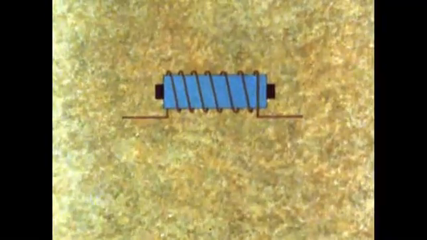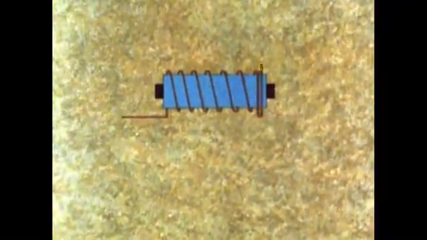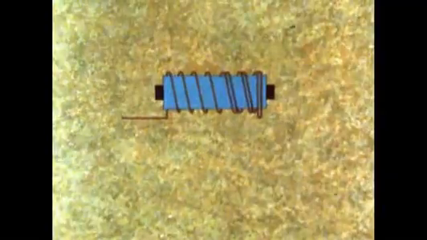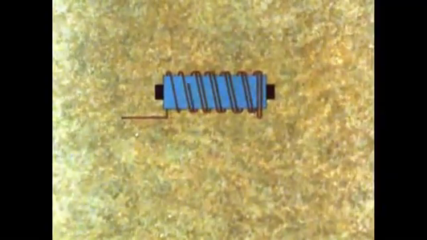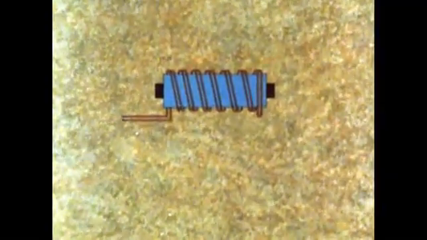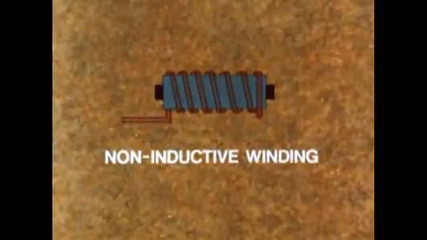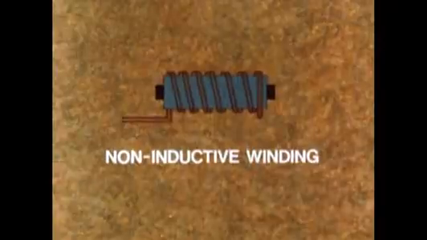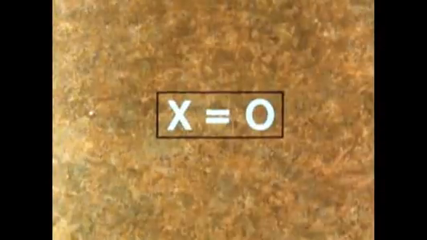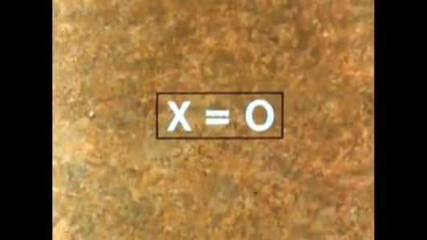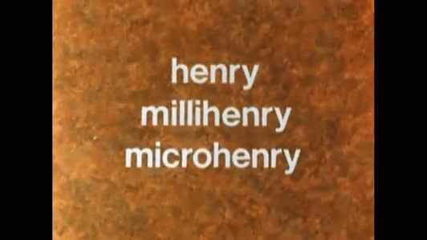If for any reason we want to avoid the inductance effect on a coil, we can double the winding back on itself so that the two induced EMFs cancel out each other. This is now called a non-inductive winding, and is shown on circuit diagrams like this. The unit of measurement for inductance is the Henry, and we often need to speak of a millihenry or a microhenry.